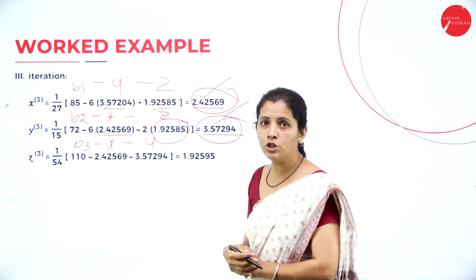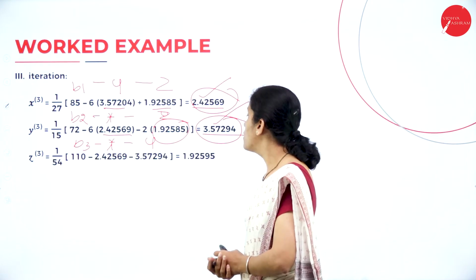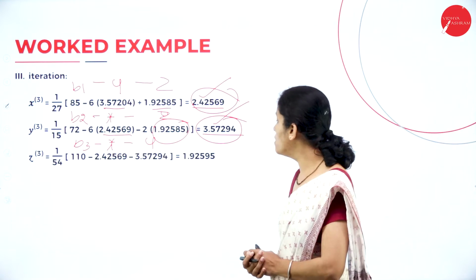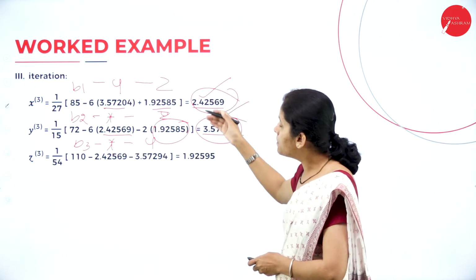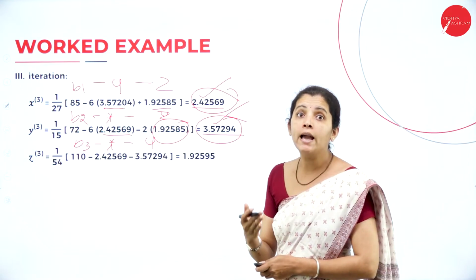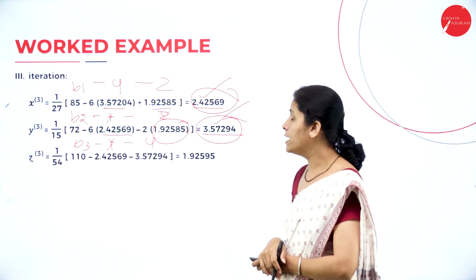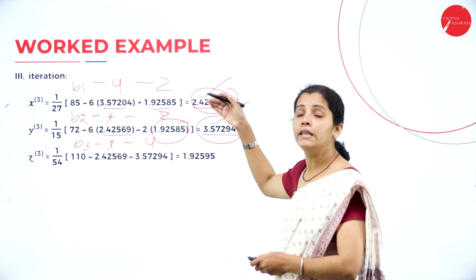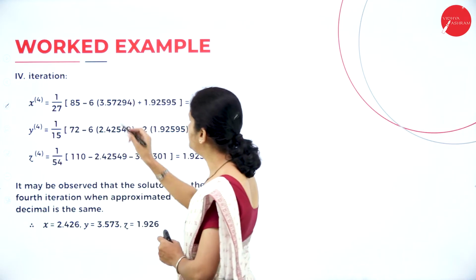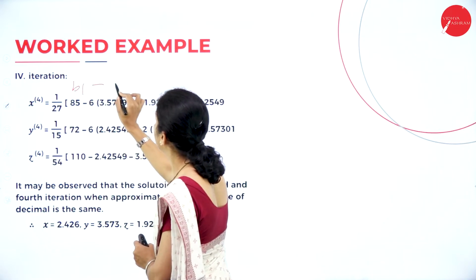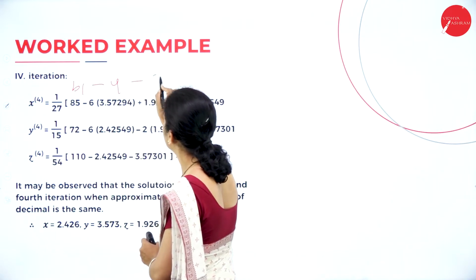And when I substitute, I'm going to get the answer 1.92595. Okay, now these are my new X, Y and Z values, and these are the input to the next iteration. And in my next iteration, see here, B1 minus Y minus Z.